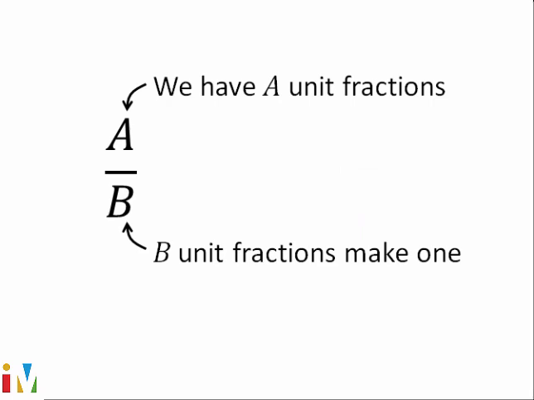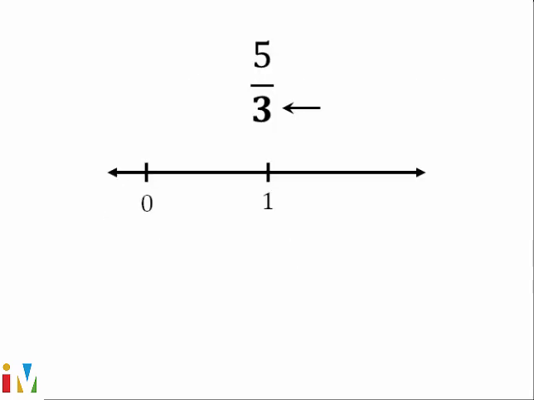We can also phrase this using the language of unit fractions. The numerator tells you how many unit fractions you have, and the denominator tells you how big the unit fractions are. So if we have 5/3, that means that there are 3 unit fractions in 1, and we have 5 of them. Remember, when we represent a fraction on a number line, it corresponds to a point.